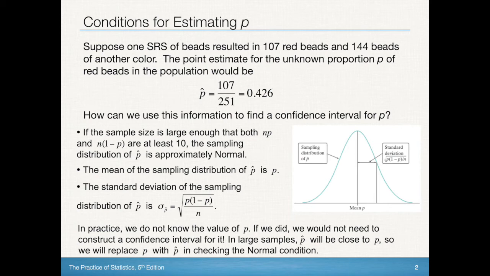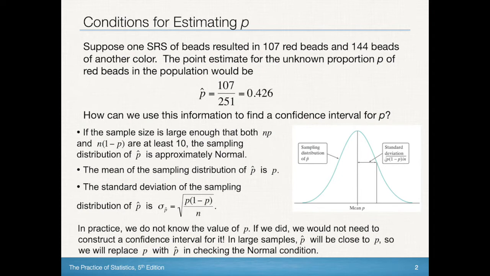So let's imagine that we have a barrel full of beads with thousands and thousands of beads, and we want to create a confidence interval that we believe can capture, to within whatever confidence we're looking for, the true proportion of red beads within that barrel. And so we take an SRS of 251 beads, we count them, and we find out that 107 of those beads are red beads. Well, that gives us a sample proportion. You know it's a sample proportion because it's got a hat on top: p-hat = 107/251, or 0.426.